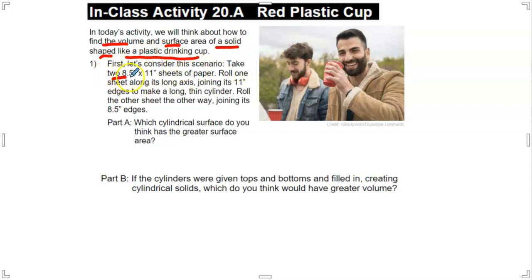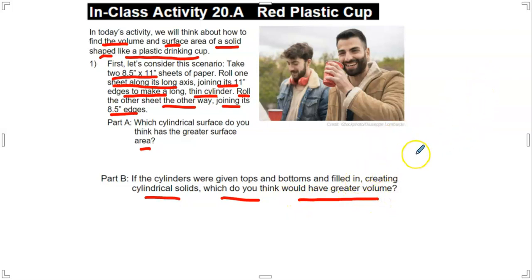Take two 8.5 by 11-inch sheets of paper. Roll one sheet along its long axis, joining its 11-inch edges to make a long, thin cylinder. Roll the other sheet the other way, joining its 8.5-inch edges. Which cylindrical surface do you think has the greater surface area? If the cylinders were given tops and bottoms and filled in, creating cylindrical solids, which do you think would have the greater volume?